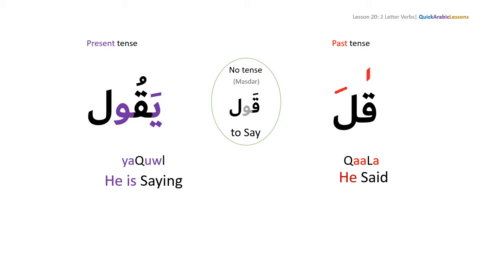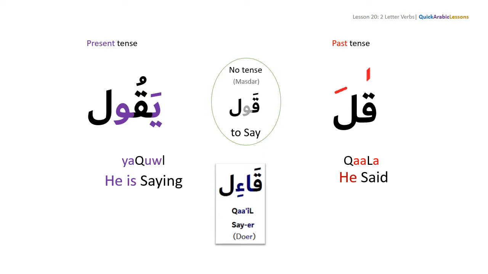If you don't want to talk in past tense or present tense and you just said this is a saying, you would say hadha qawlun, this is a saying, to say something. So this is called no tense, and that is called masdar in Arabic. This is like the root word of the letters Qaf and Lam, qawl.